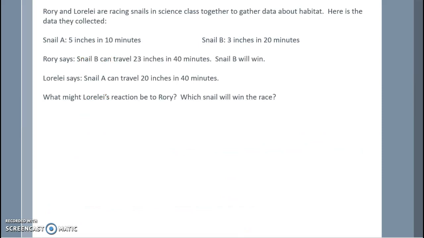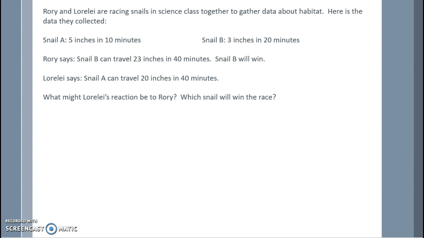Rory and Lorelei are racing snails in science class together to gather data about habitat. Here is the data they collected. Snail A went 5 inches in 10 minutes, and snail B went 3 inches in 20 minutes. Rory says snail B can travel 23 inches in 40 minutes. Snail B will win. However, Lorelei says snail A can travel 20 inches in 40 minutes.